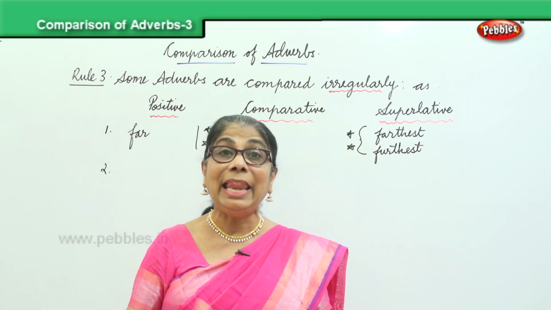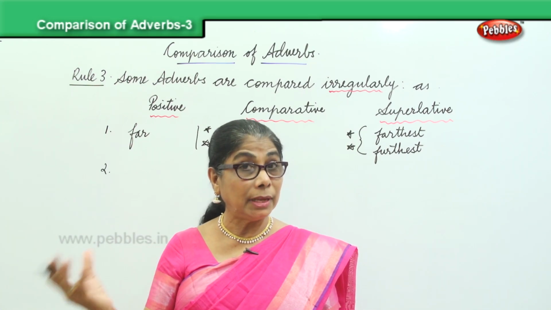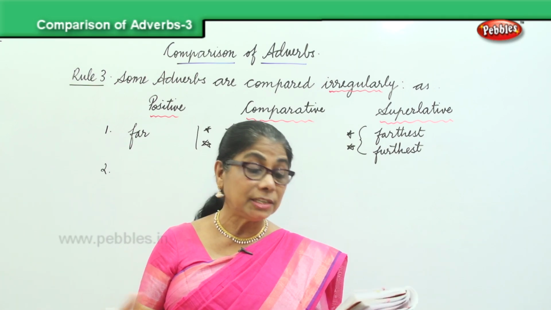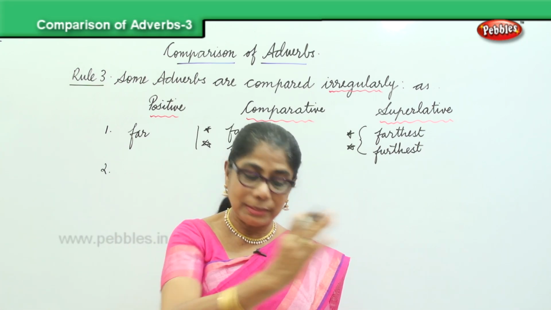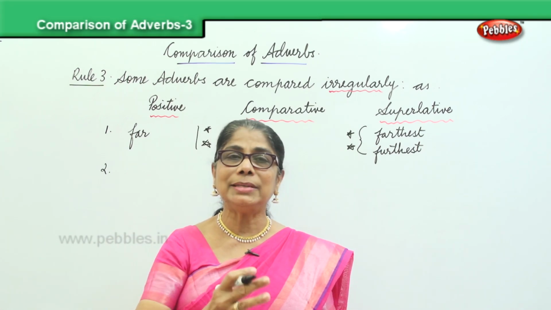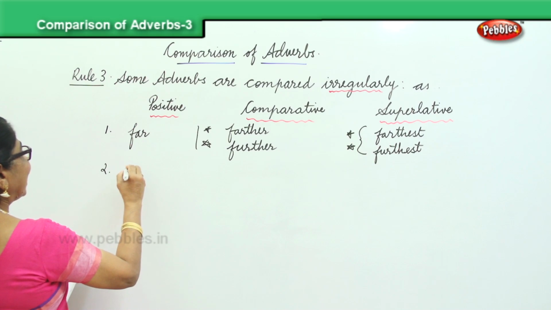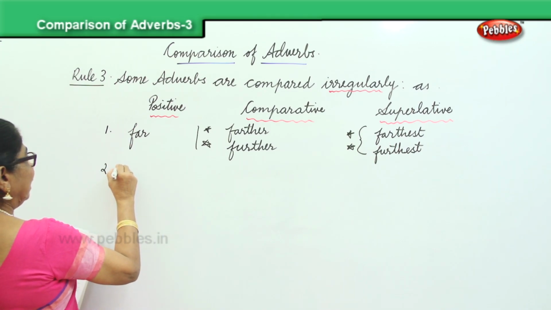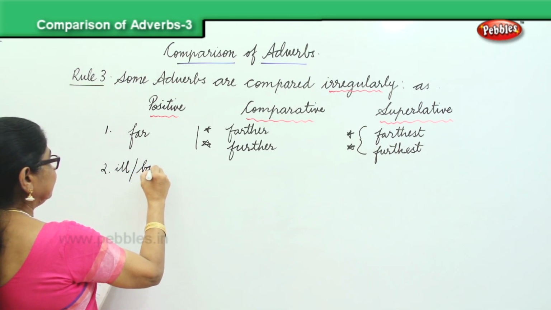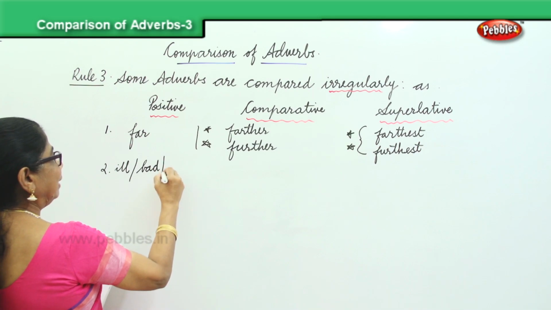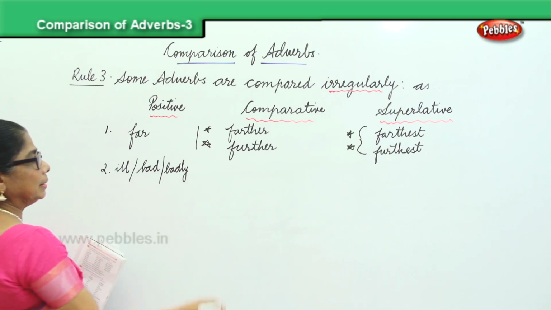The next one is ill. When you say she's ill, she's worse, she's worst. Similarly, badly, again worse, worst. Bad, worse, worst. So some words are very, very tricky. Now, in the second one I have here 3 different words: ill, or bad. You can also say badly. Okay, there are 3 different words here.